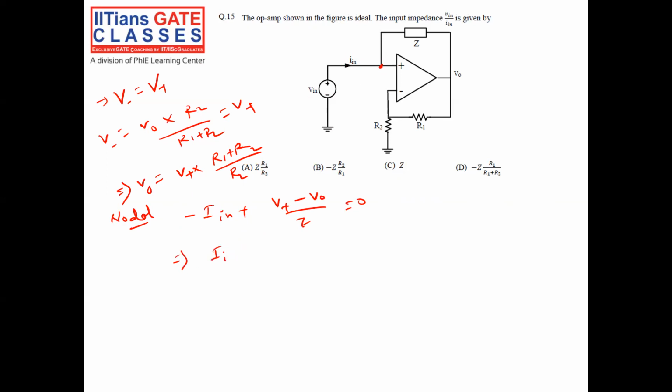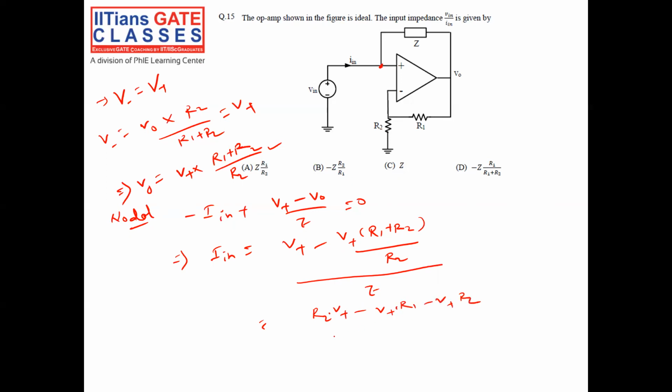This implies IN is equal to V positive minus V0 divided by Z. Putting the equation for V0 here, we get R2 into V positive minus V positive into R1 minus V positive into R2, divided by R2 into Z. So this R2 and this R2 will get cancelled.